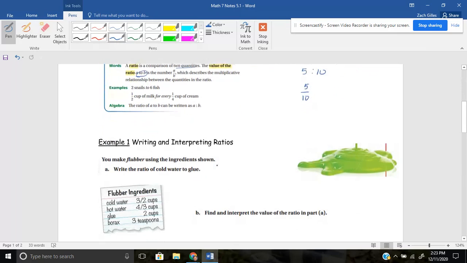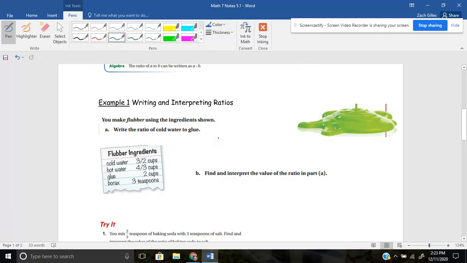All right, let's look at the first example here. It says you make flubber, using these ingredients. Here's the flubber ingredients. Write the ratio of cold water to glue. Cold water to glue. So if I look at my ingredients here, cold water, I need 3/2 cups of cold water to every how much glue? 2 cups.